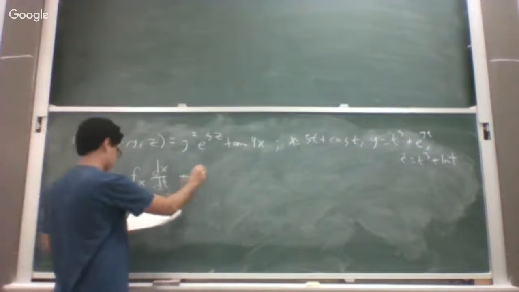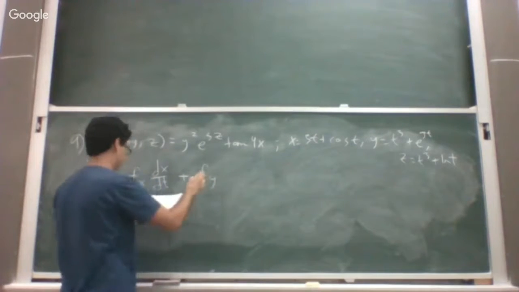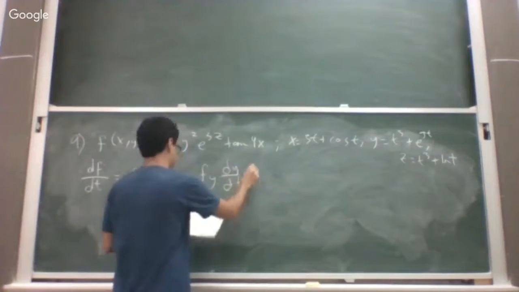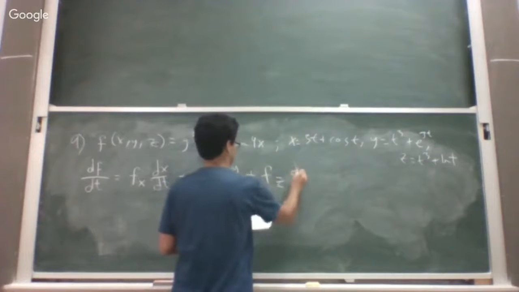Okay, so plus the partial derivative with respect to y times dy dt, plus f of z dz dt.